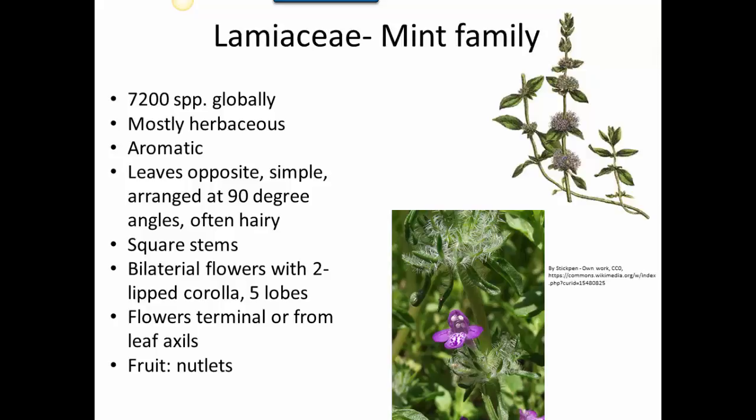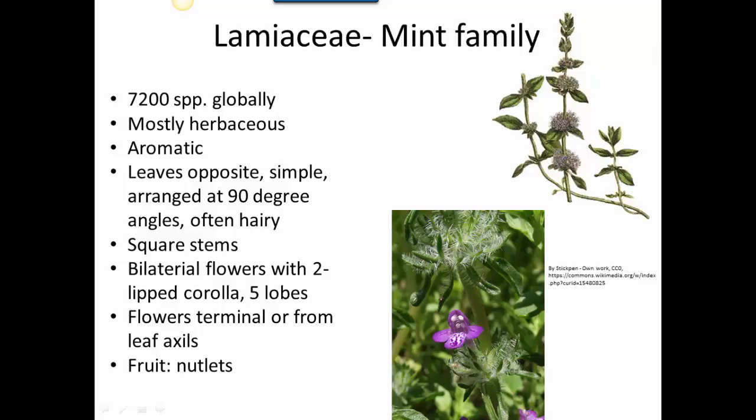The leaves are often coming off the stem opposite, like you can see up here in this drawing. So these leaves are coming off opposite. And the leaves and the stem and sometimes even the flowers are hairy. So lots of plants within this family have hairs. You can see that here in this picture.